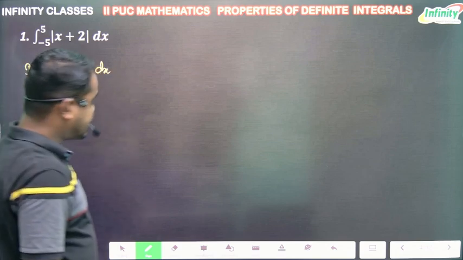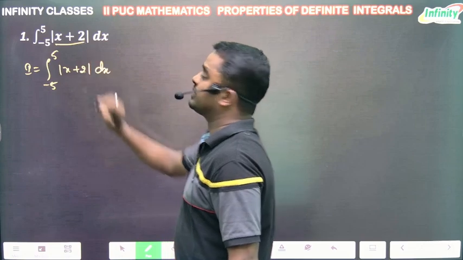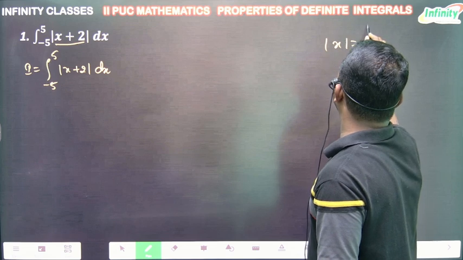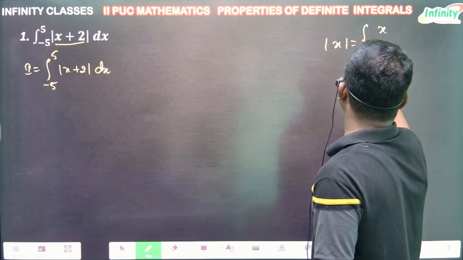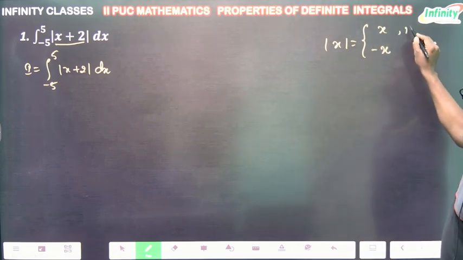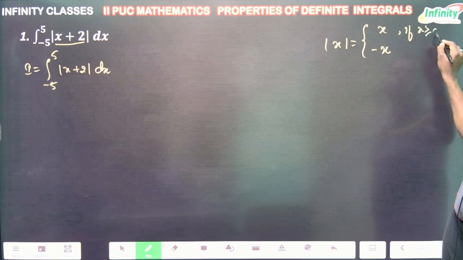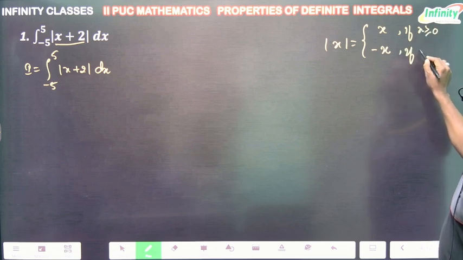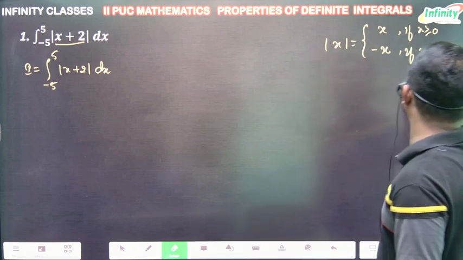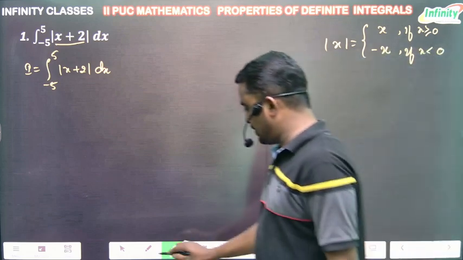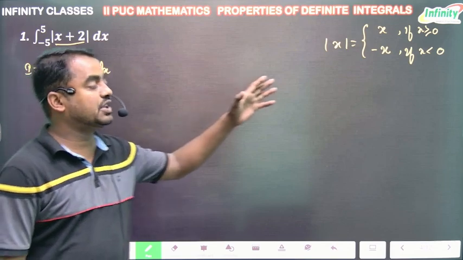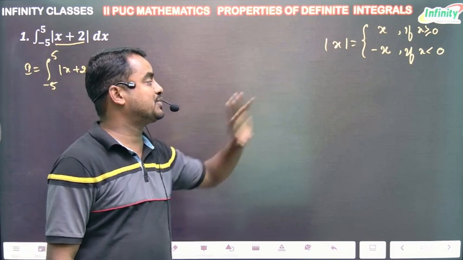So dear friends, see here, this is the modulus function. We already studied the definition of modulus function: mod of x is x if x is greater than or equal to 0, and minus x if x is less than 0, not equal to 0, it is less than 0. This is the modulus function definition. We already learned it in class 11, that is first PUC.